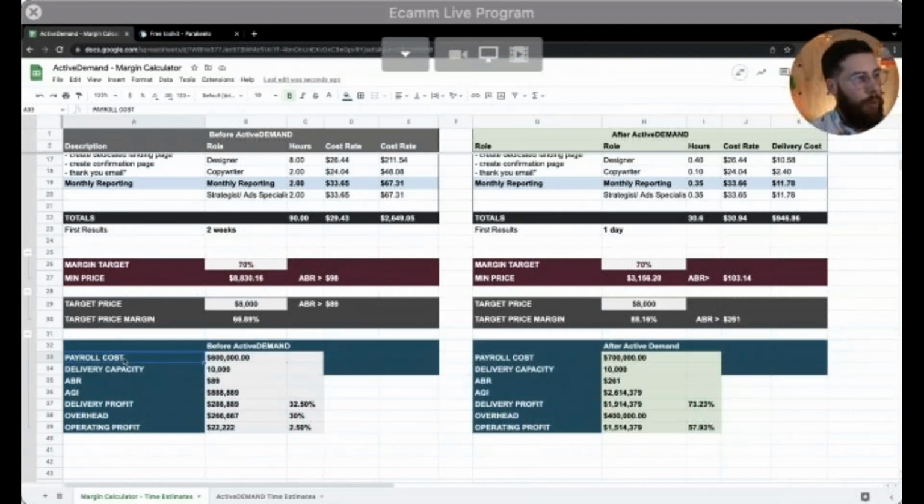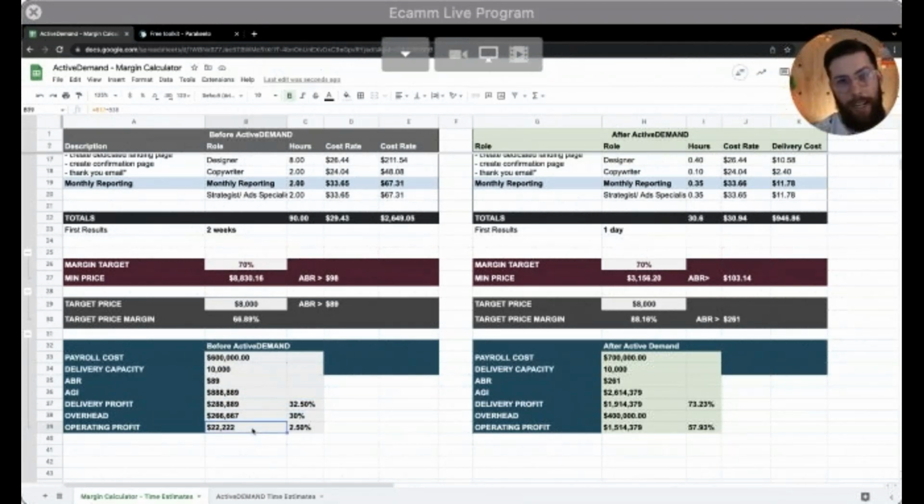And so in this case, we have scenario one where we're going to assume we're spending $600,000 on payroll costs to get 10,000 hours of delivery capacity. This is roughly 10 full-time employees worth of delivery capacity. We have an average billable rate of $89 in this case. So we should be able to do $888,000 in agency gross income at $89, which means a delivery profit of 32.5%, not very good.